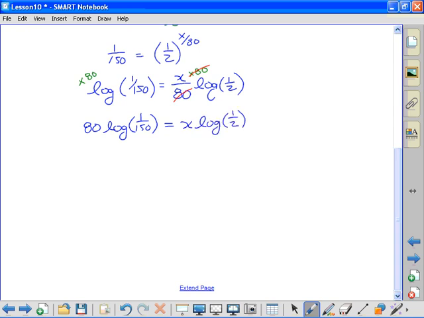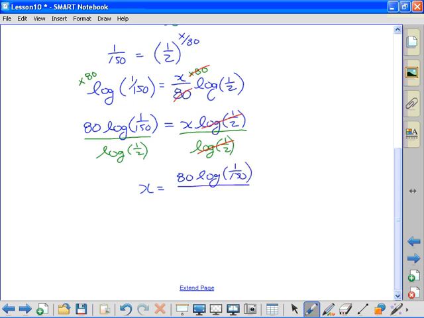If you're comfortable doing all this in one step, that's fine. I just wanted to show or remind people of how inverse operations work when you're dealing with the algebra. If algebra is a problem, hopefully we took care of it when we were going through solving equations. So x equals 80 log of 1 over 150, divided by log of 1/2.